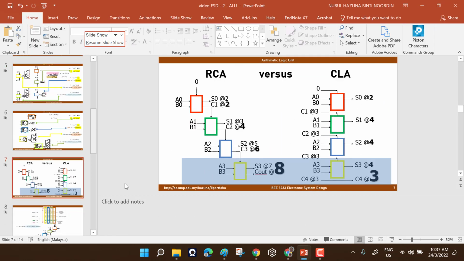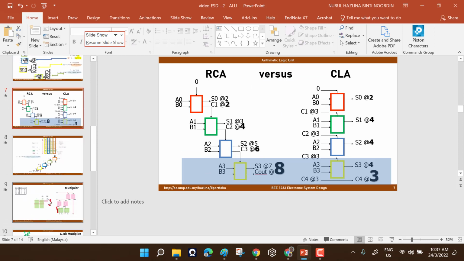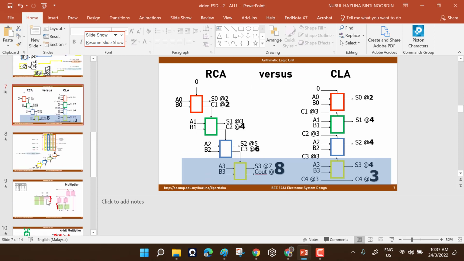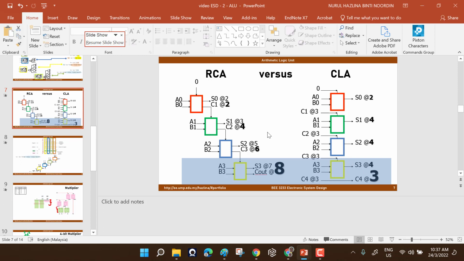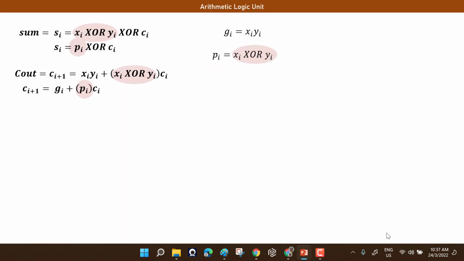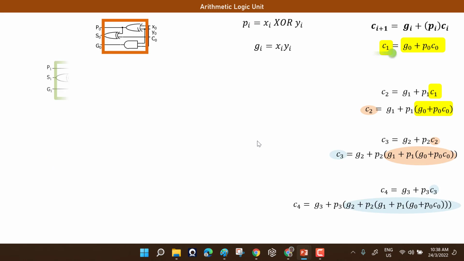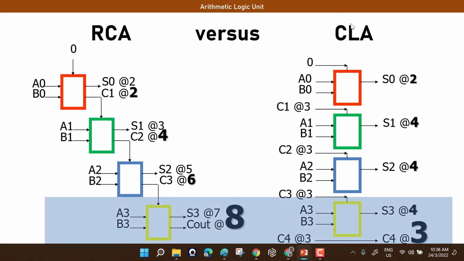So yes. Ya. Madam, CLA dengan Ripple tu dua-dua ada C-in. Betul. Okay. What makes it different between CLA dengan RCA, Ripple Carry Adder?